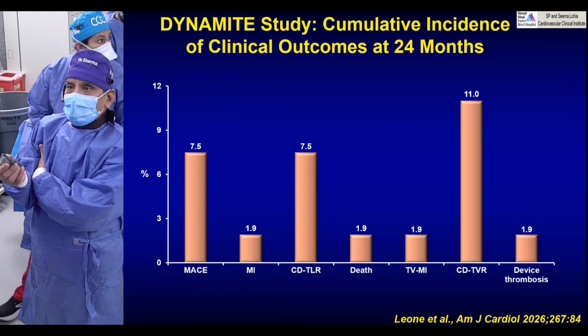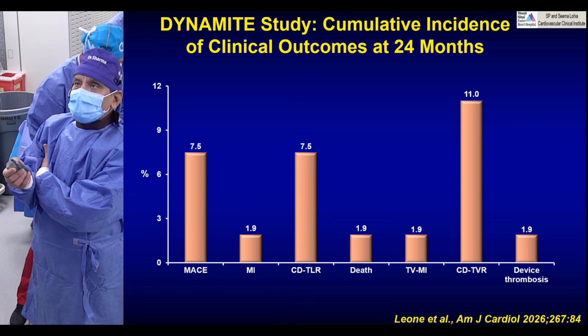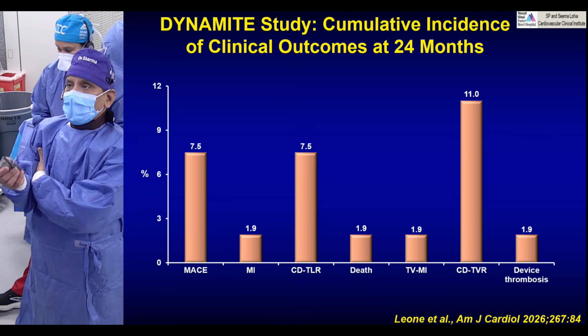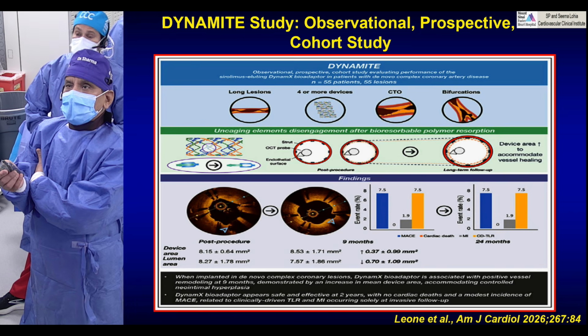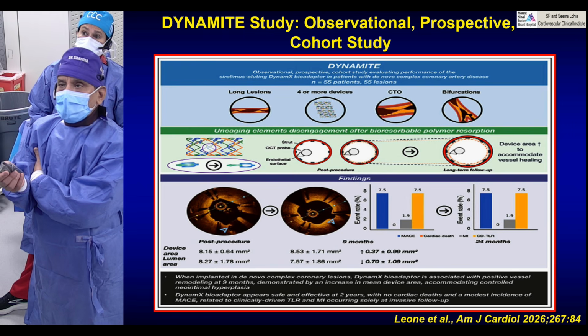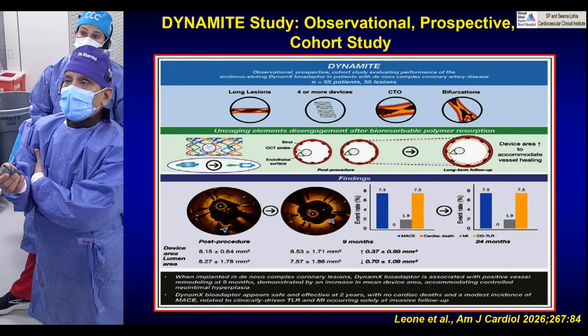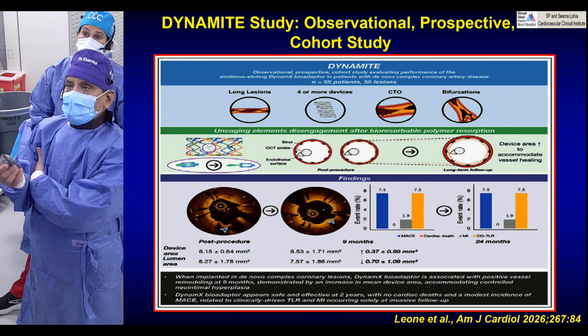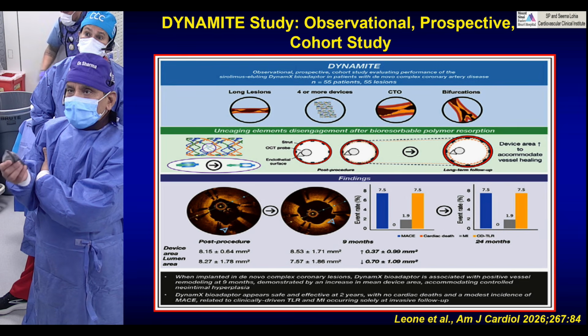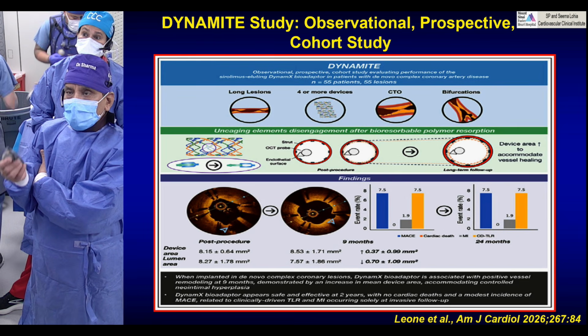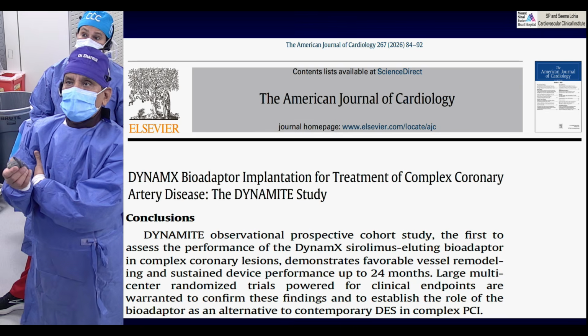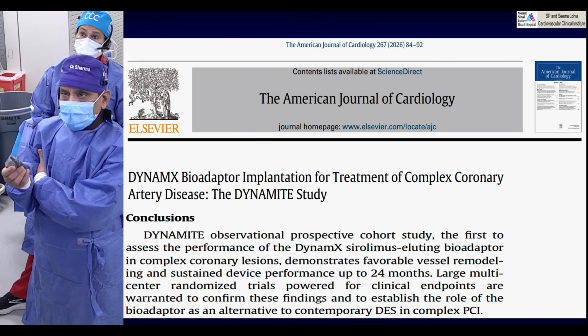And now this is the overall event rate with a TLR of 7.5%. In these complex cases, device thrombosis is less than 2%. And this is the central figure, which puts everything together. Cardiac death at 9 months and at 24 months is very reasonable, and OCT shows positive remodeling, which is the plus point. So therefore, this is the new device.